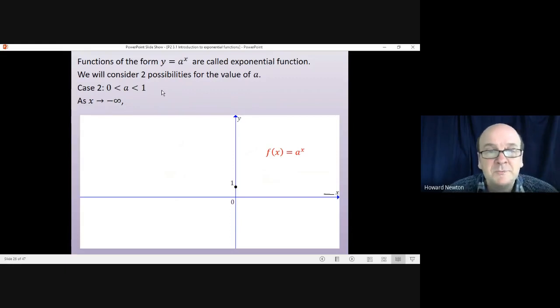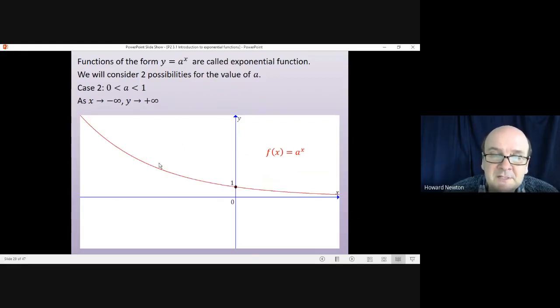What about as x tends towards minus infinity? Well, that's the most confusing case of all. As x tends towards minus infinity, you'll have a fraction to a negative power. The negative means you'll turn the fraction upside down and you'll have a number bigger than 1. And because you've got a number bigger than 1, when you take a power of it, it's going to get bigger and bigger. So as x tends towards the left and towards minus infinity, y will tend towards plus infinity. So it's going to head over here. It's a reflection of the last graph in the y-axis, and you'll get something that looks like that, as long as a is between 0 and 1.